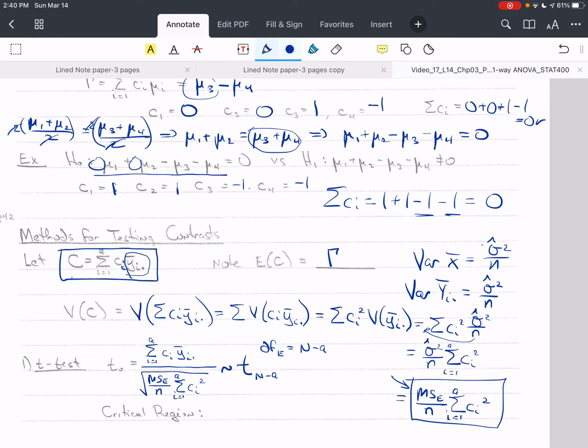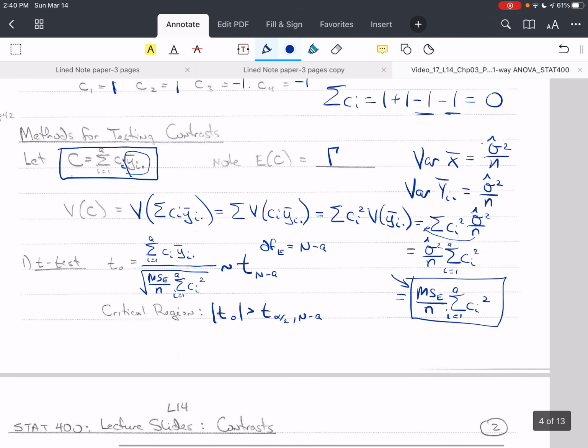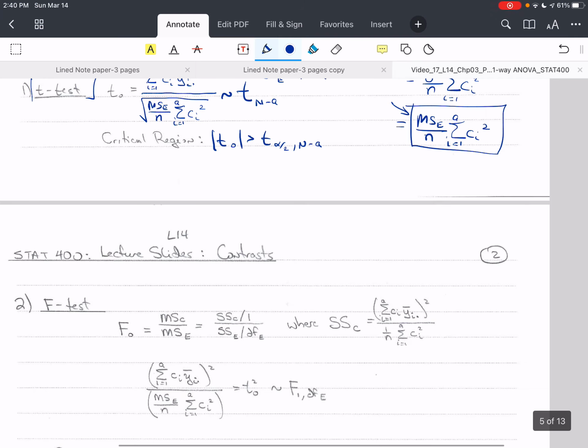Okay. So our rejection region is that the absolute value of T naught is greater than T alpha over 2, n minus A. Now again, this is for an individual contrast, not a group of contrasts. Once we start doing multiple contrasts, then we need to adjust for the experiment-wise error. Now this was method number 1, a t-test. Method number 2 is an F-test.